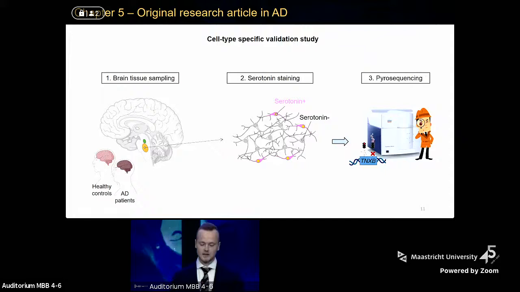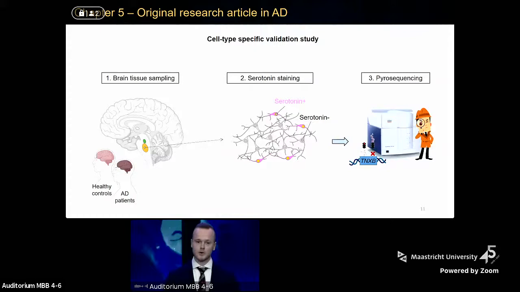We then dissected stained cells, or cells that are here depicted in purple, also known as serotonin positive cells, as well as non-stained cells that are depicted in gray, also known as serotonin negative cells. And then the epigenetic modifications in this TNXB gene were analyzed in both cell types, as well as between the Alzheimer patients and controls.